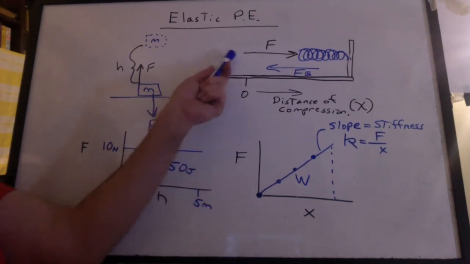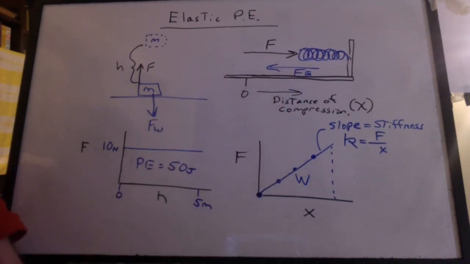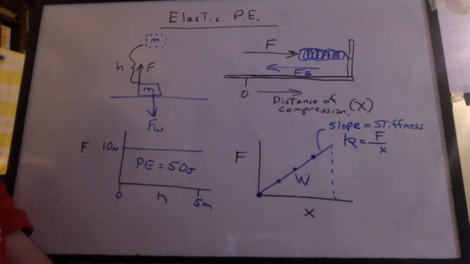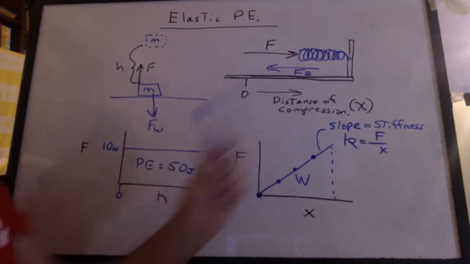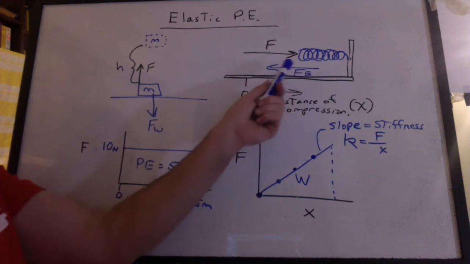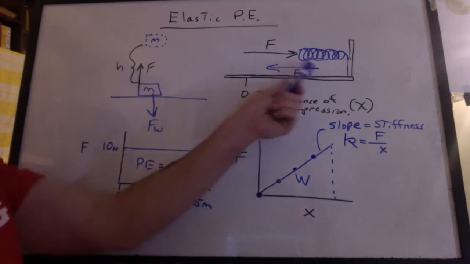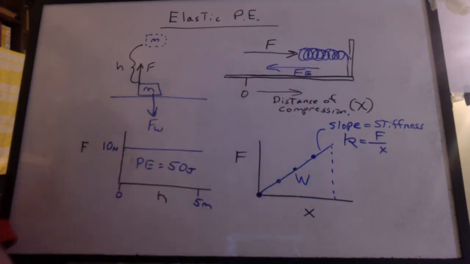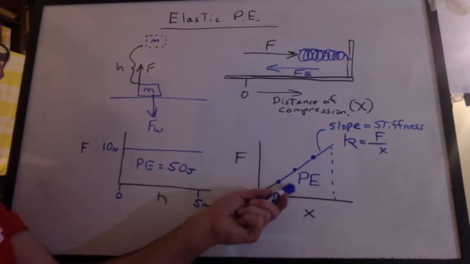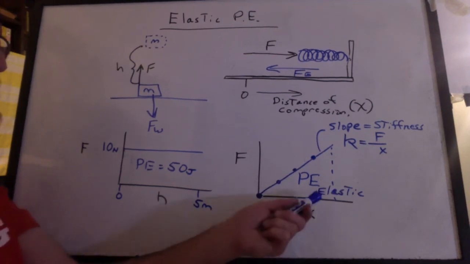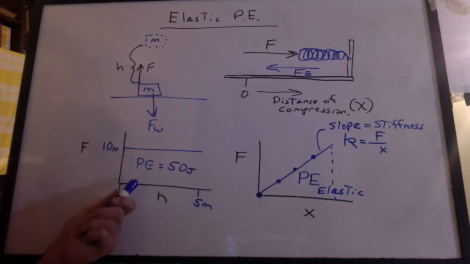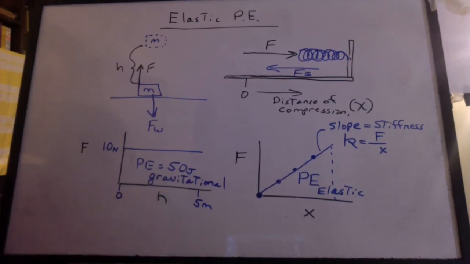So what happens to the work that I do compressing the spring? When I get done compressing and I let go, what will the spring do? Yeah, it's going to shoot back out. The work that I did to the spring is going to be stored in the spring as potential energy. We say the spring has the potential to shoot back out. So this area is going to be the elastic potential energy, whereas this is the gravitational potential energy.